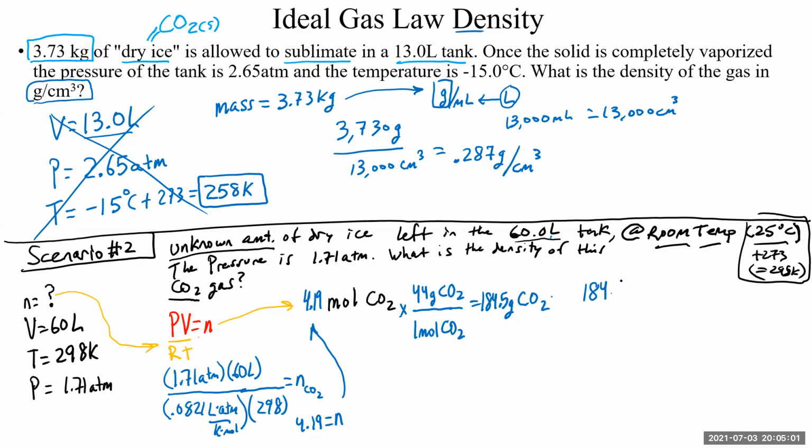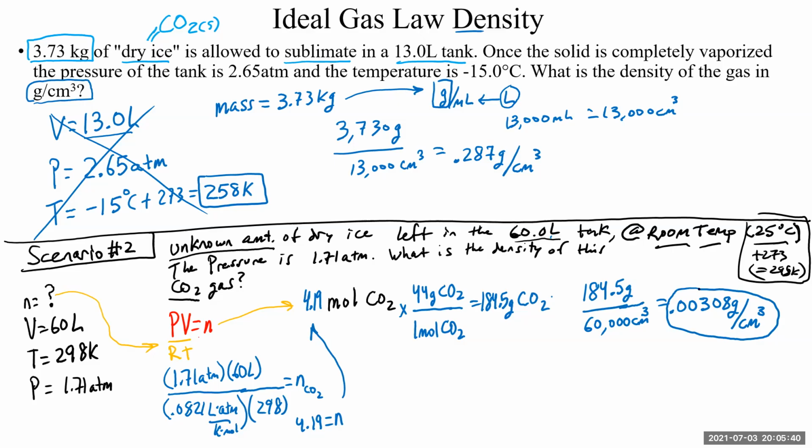So we take our 184.5 grams divided by our 60,000. Remember, milliliters are just cubic centimeters. They're the same unit, really, by a different name. And we get a very, very low density gas, which is about right. 184.5 divided by 60,000 gets us to 0.00308 grams per cubic centimeter. A very low density because gases do tend to have extremely low densities. And that's our final answer.